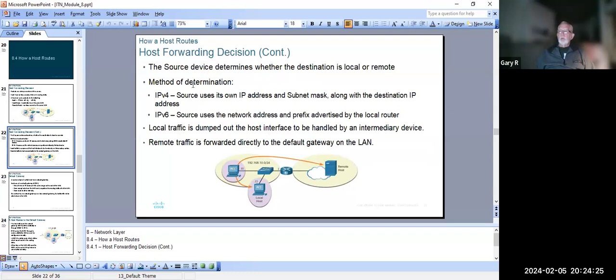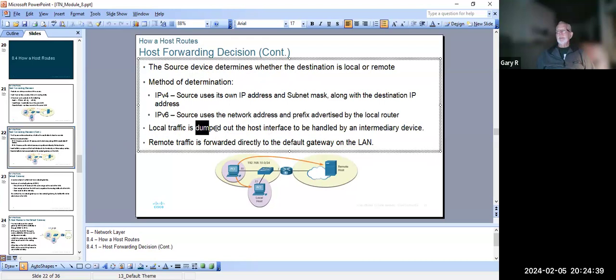When we are the source device, we have to determine, are we sending it locally or are we sending it to a remote network? If we're going to send it locally, I like this, dumped out the host interface. Okay, that's pretty good. Local traffic is sent directly to the destination. Remote traffic is sent to the default gateway or the local router. So basically, you're going to send something directly to the destination or to your default gateway.